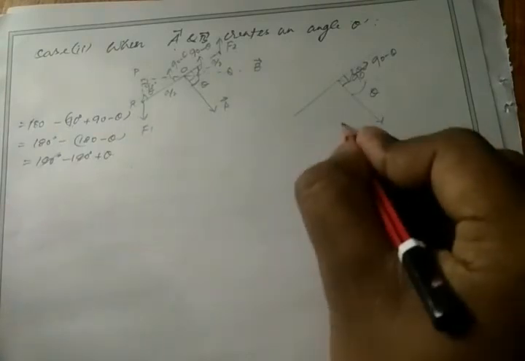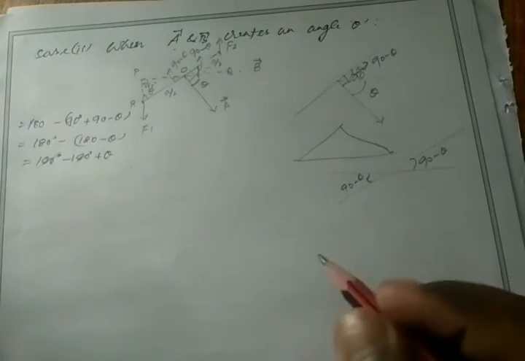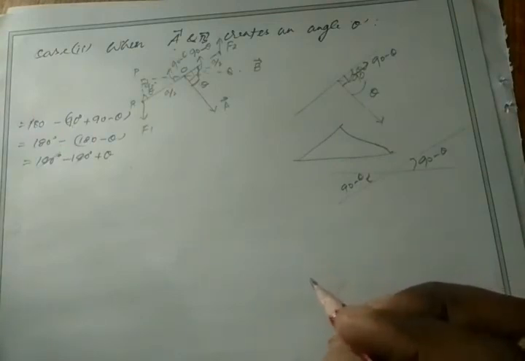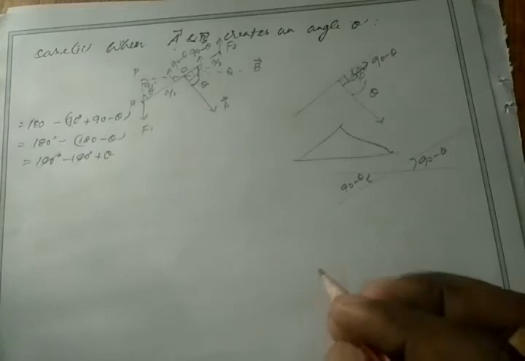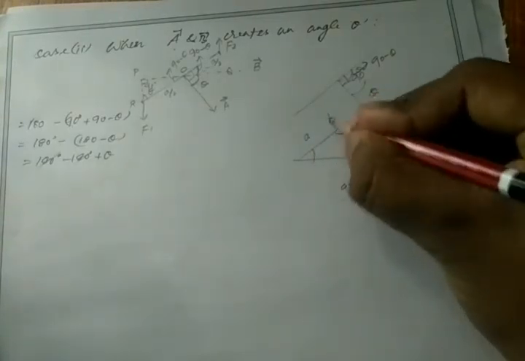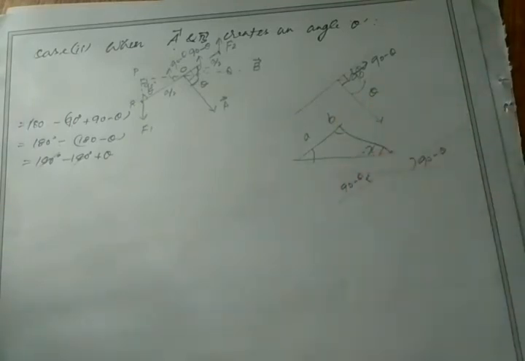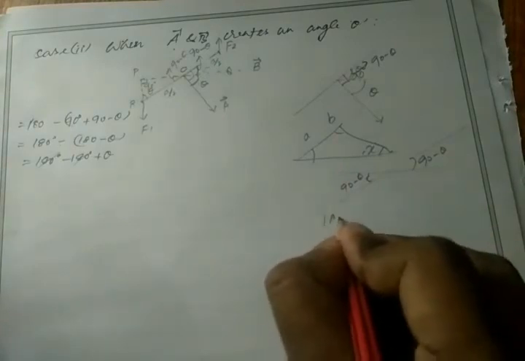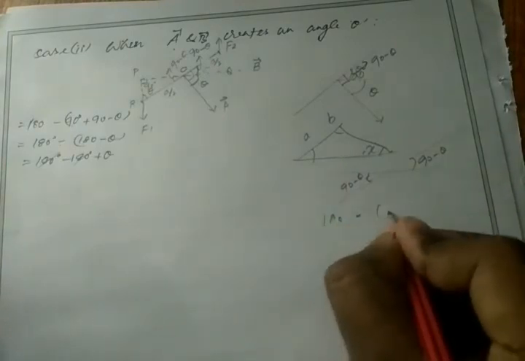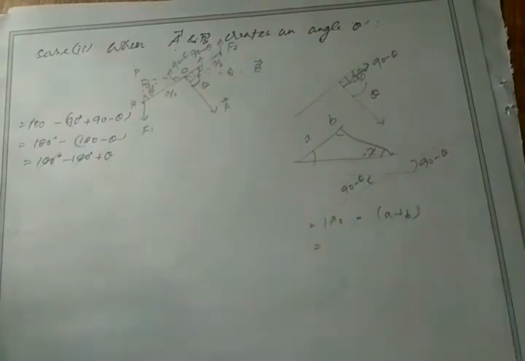So in a triangle, we know already, the sum of all three angles must be equal to 180 degrees, right? So if this angle is A and this angle is B, then how to find this angle, this X value? Simple: 180 minus A plus B, right? So if you substitute the values of A and B, then you will get the angle X, right?